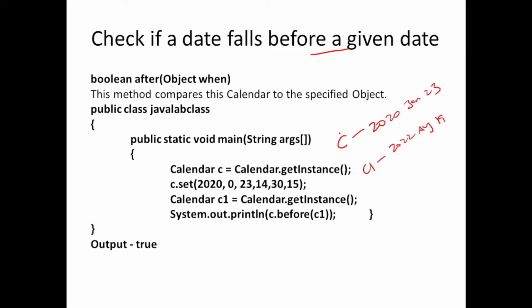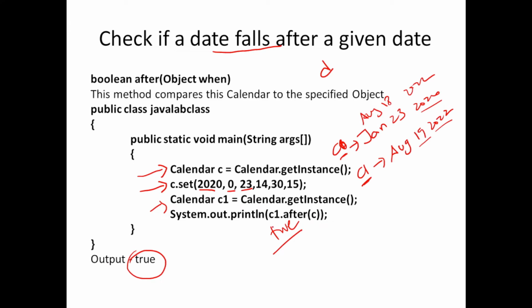So we're going to check whether C falls before C1. Of course, 2020 falls before 2022. So the output here is going to be true. So here we are checking C dot before C1. The method we are calling is dot before. Whether C falls before C1? Yes, true. In the previous slide, we are checking whether a date falls after another date.